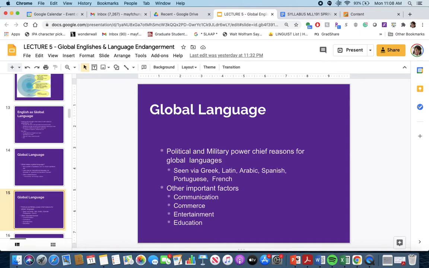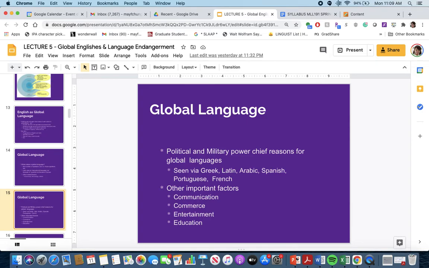The chief reasons for having a global language are political power and military power, right? We've seen this if you read about the history of Europe: a lot of people dictate, "Okay, you will learn this language." It's a way to manage people, a way to assert power, both politically and militarily. There are also other important factors: education, commerce, entertainment, and communication.